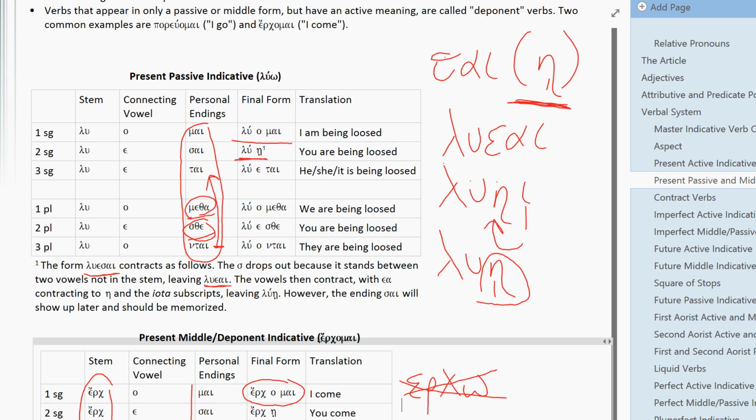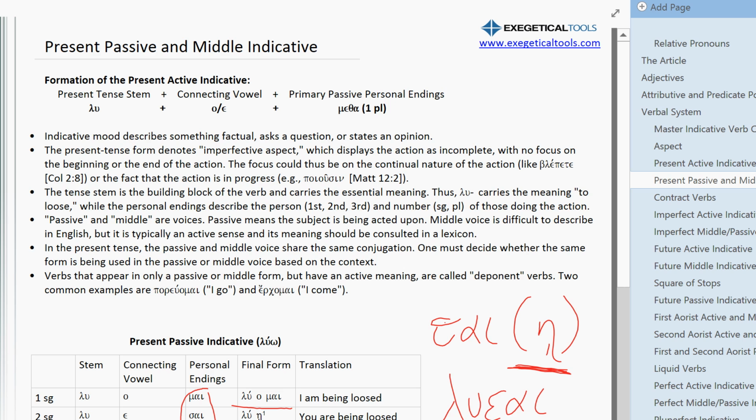You are being loosed. He is being loosed. It could also be I am loosed, you are loosed, something like that. All depends on the context and the word that's the lexeme, the word that's being used, and some other factors. That's all tied up with aspect and translation. So that's it. This is the present passive and middle indicative.